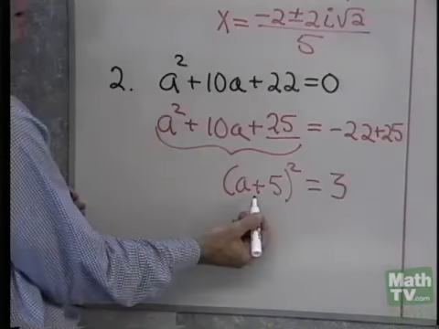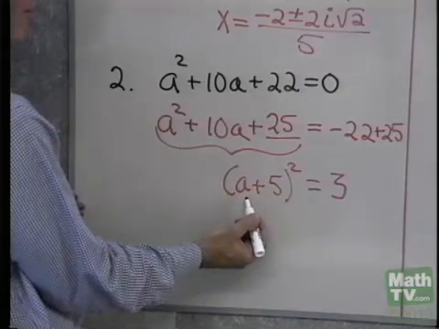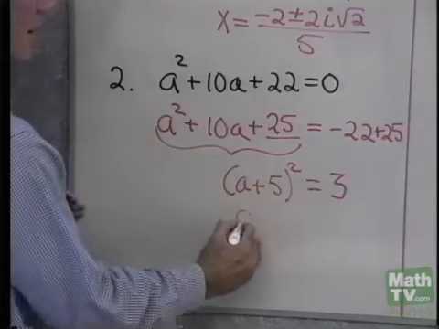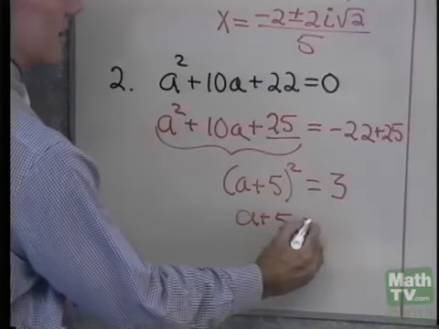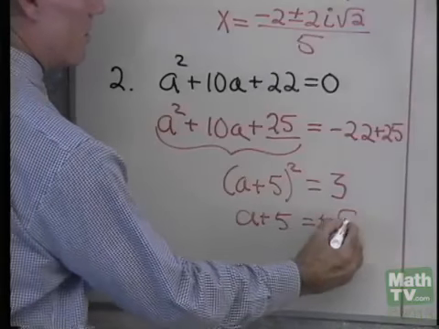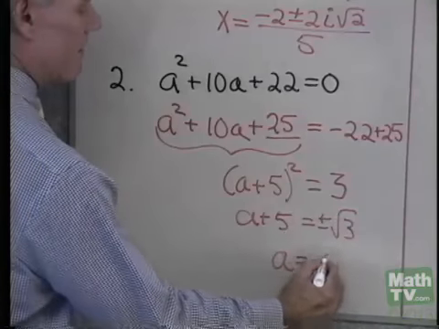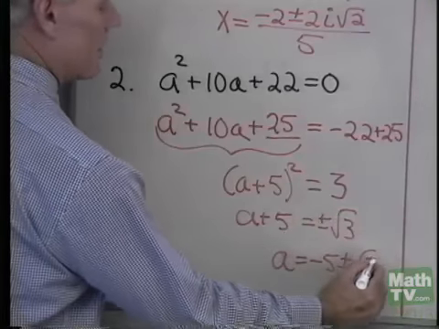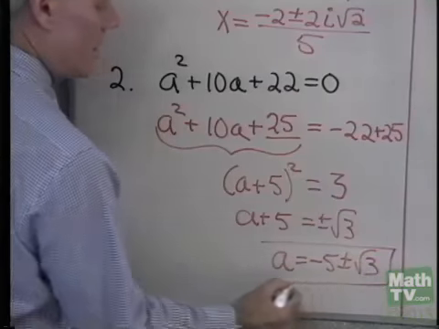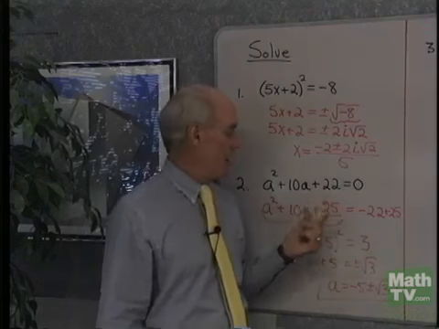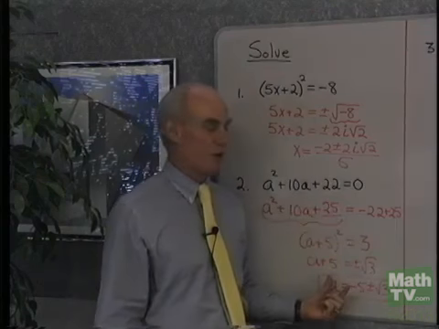Now I'm down to an equation that has the form of the one in problem number 1. So a plus 5 quantity squared is 3. That means that a plus 5 itself is plus or minus the square root of 3. Now I add negative 5 to both sides, and I get a is negative 5 plus or minus square root 3. So this is what the two solutions look like to this equation right here, and I found them by a process called completing the square.